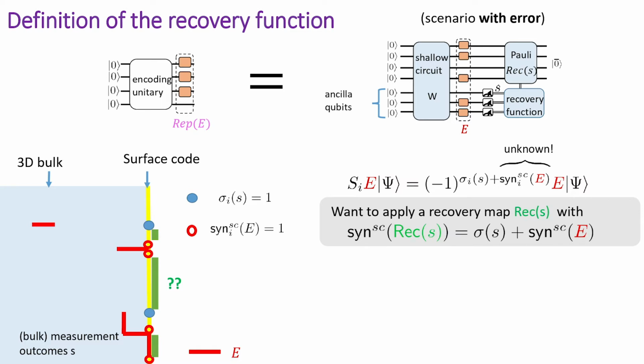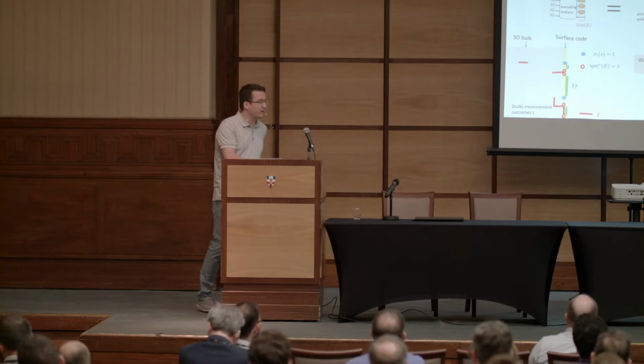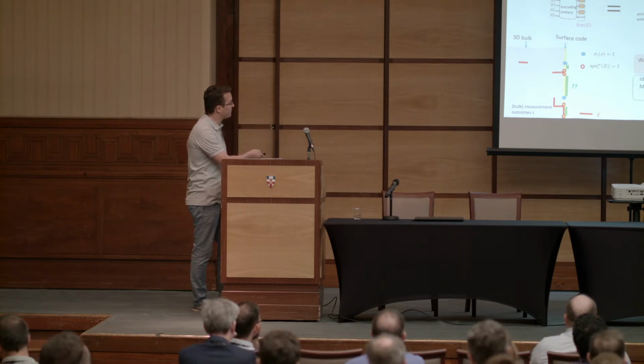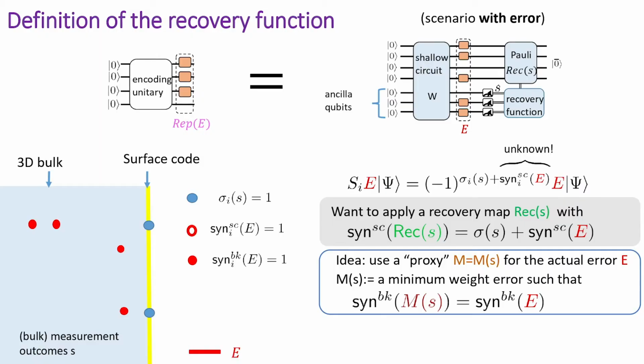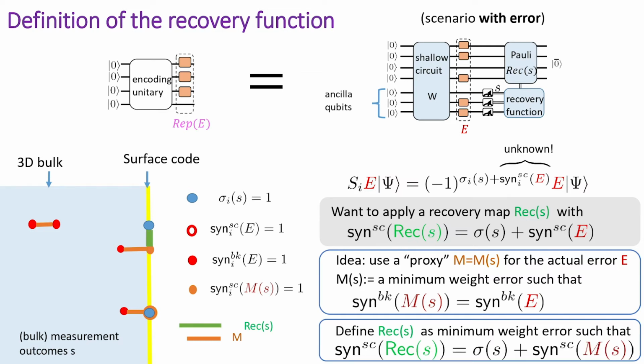So then what we do is basically we again use a proxy for the actual error. And in fact, what we know about the error is the syndrome caused in the bulk. Okay? So we know that we see the endpoints of these errors in the bulk. And now we just use a minimal weight error that is consistent with this syndrome. Okay? That's something like this. And we just use this instead of the error. And then we can define the recovery operation as matching up the defects that we have originally and the ones caused by this proxy of the error.